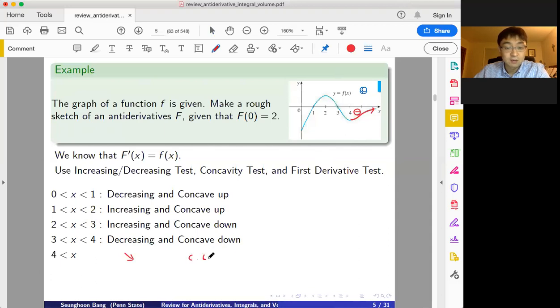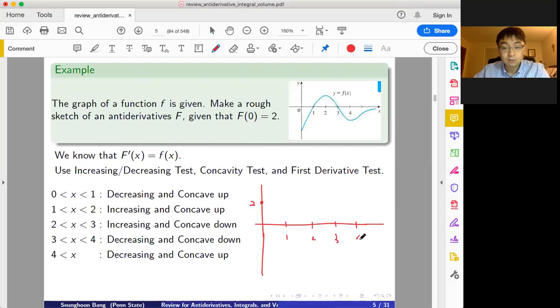So concave up. So we have it. So you can draw the exact graph. How can you draw the graph? You can use this idea. So here, f of 0 equals 2. This is the starting point. We have 2. So here, the 0 and 1, 0 and 2, 3, 4, 5, and so on. So like this.